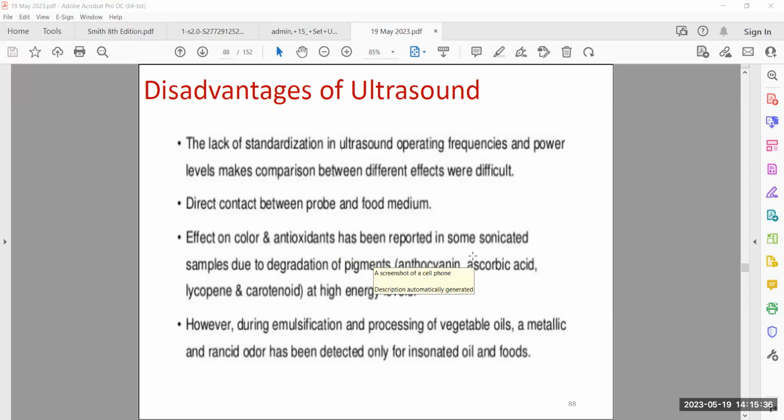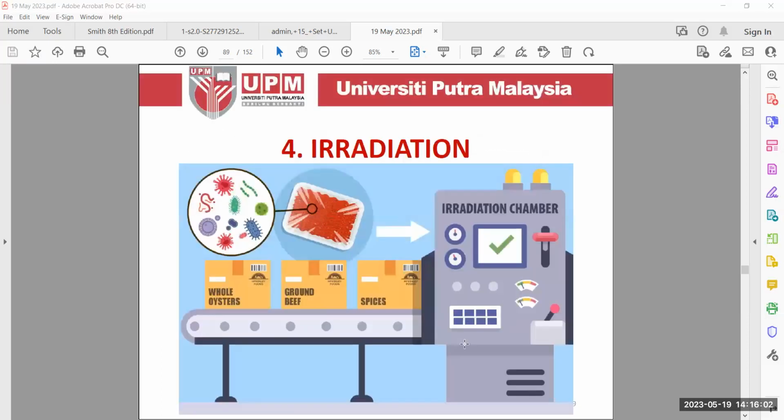The mechanism is that it would make the color separate from your food product. It is good if you want to extract the color, but it's not good when you want to retain the color inside your food product. It can also cause what we call a rancid odor in the processing of vegetable oils, especially when producing mayonnaise using ultrasonic. Okay.